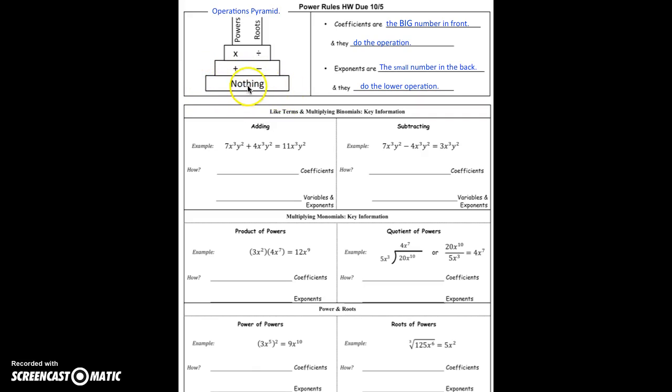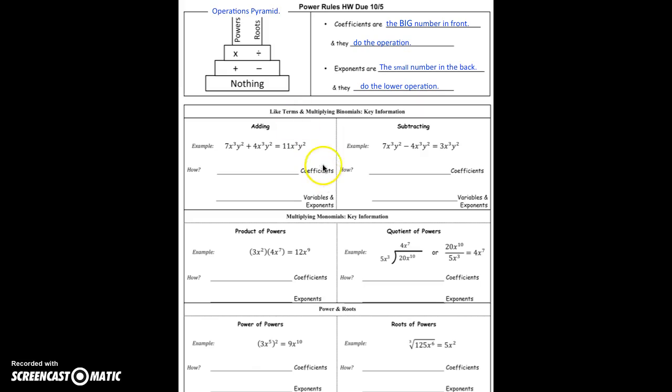Nothing is the easiest or the most basic operation, doing nothing, right? And then as you go up, you do addition and subtraction. You learn that first for a reason because it's the easiest operation that you can think of, right? And then as you go up to multiplication and division, which is kind of easy, but not as easy as addition and subtraction. And then finally, powers and roots. So the complexity goes up along the pyramid.